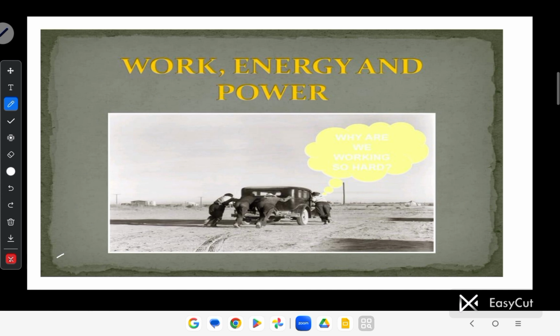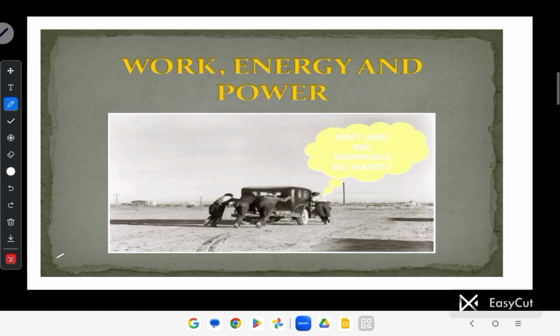In this demo session, I'll be teaching the topic work, power, energy, which is a very important concept in mechanics. I'll begin with the basic ideas and then solve a few problems to show how these concepts are applied in real life situations. So let us begin with the concept of work and energy.